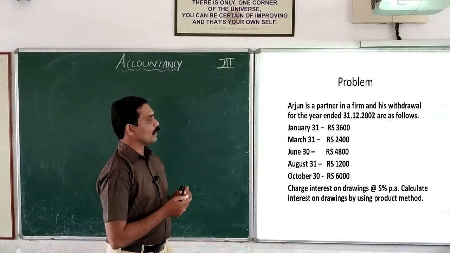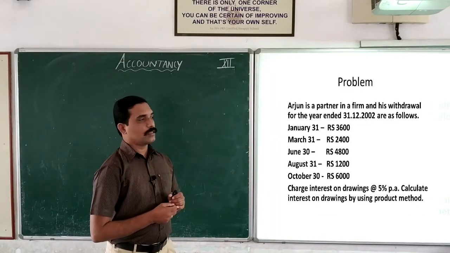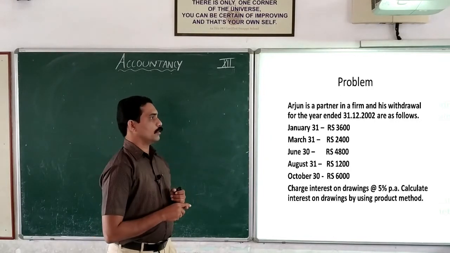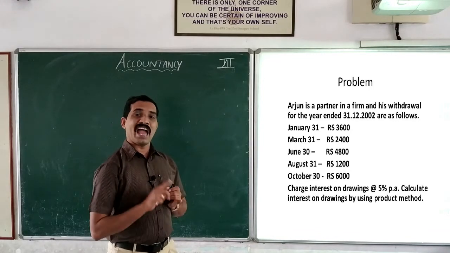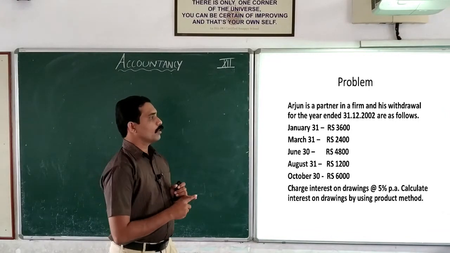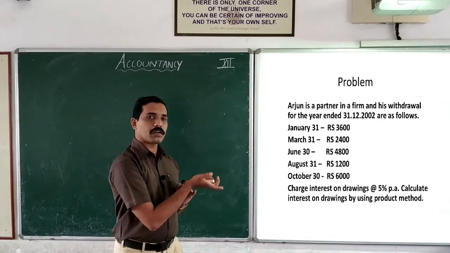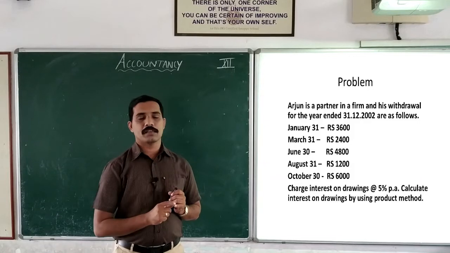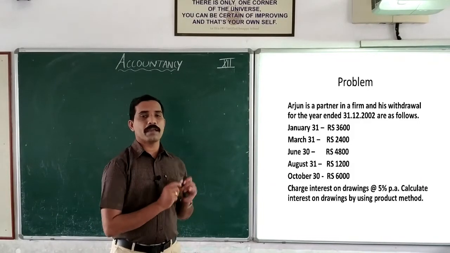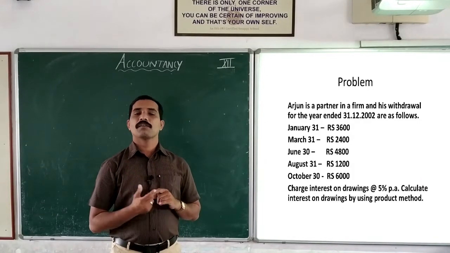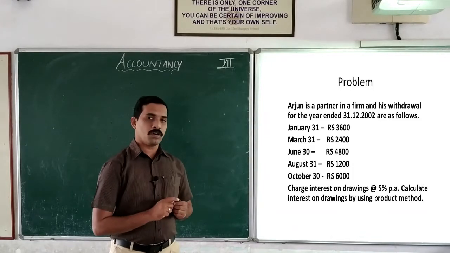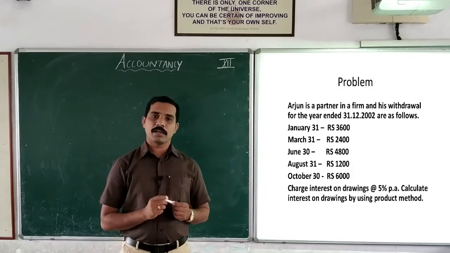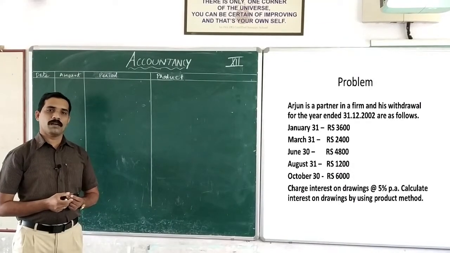See, here in this question, they have given the withdrawal amount and the withdrawal date, and also the closing date is given. And then the interest rate is also given. So on the basis of this, we can ascertain the interest on drawings. Okay, listen carefully. Let us solve the problem.